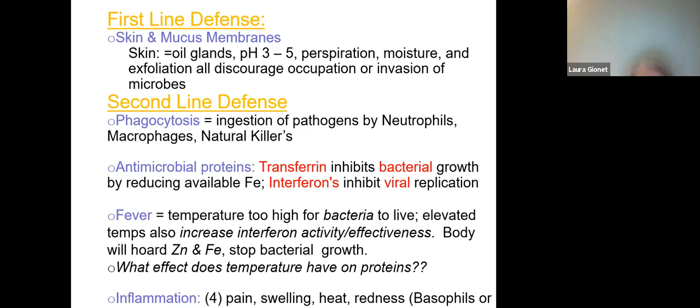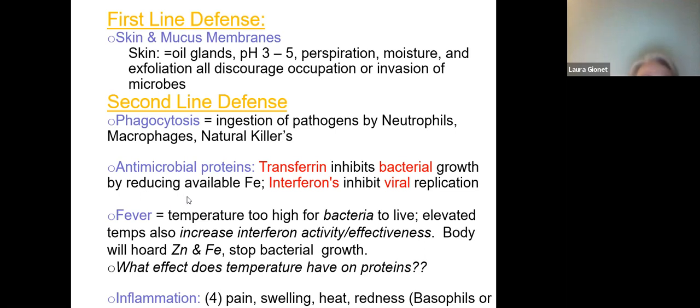Your second line of defense is the general non-specific responses once an organism gets inside. So we have phagocytosis, ingestion of pathogens by neutrophils and macrophages. Oh yeah, and natural killers. Because they're a small class of cells, I always forget to mention those. Remember, natural killers are a type of lymphocyte, and they're good at phagocytizing cancer cells, as well as some viruses.